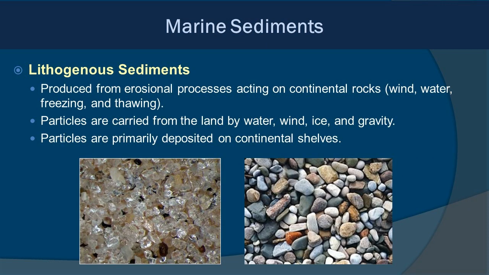Then you have lithogenous sediments. And as the name might suggest, lithosphere, lithogenous, this is material that's coming from land. It's coming from the continents. And usually it's from rock that's eroded through wind and water, freezing and thawing, those sorts of processes. These particles are then carried from the land by water into the sea and are found a lot of times across the continental shelves.